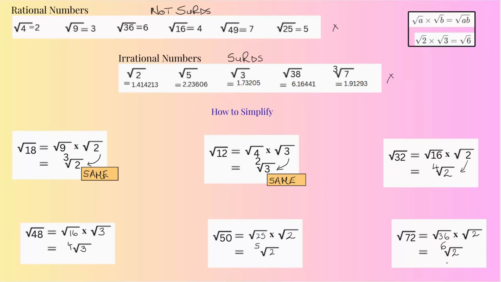So we have simplified these surds down to what they can be, the bare bones. Always try and make the numbers as big as you can because it's less simplifying.